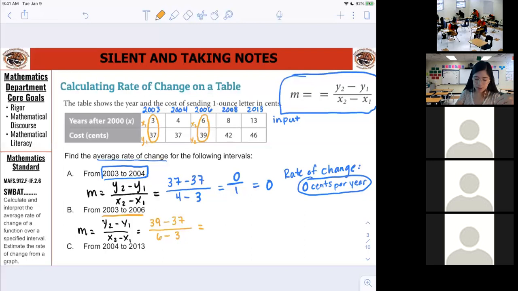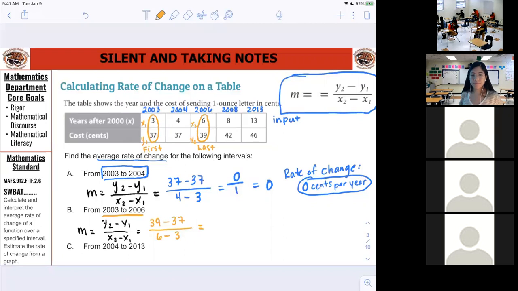So basically 2003 is going to be my first point, and 2006 is my last. That's why I labeled the 2003 points, 3 and 37, as my X1 and my Y1, because it's my first point. 2006 is my last point, so the Y and the X are Y2 and X2. We'll do a couple examples so it'll make more and more sense, but you always label it based on which one's first and which one's last.